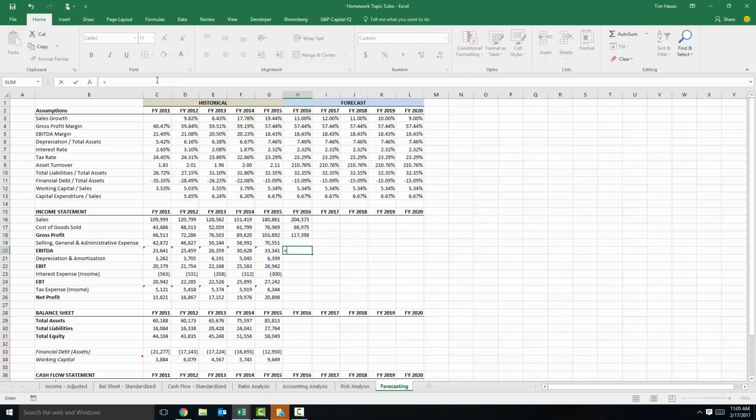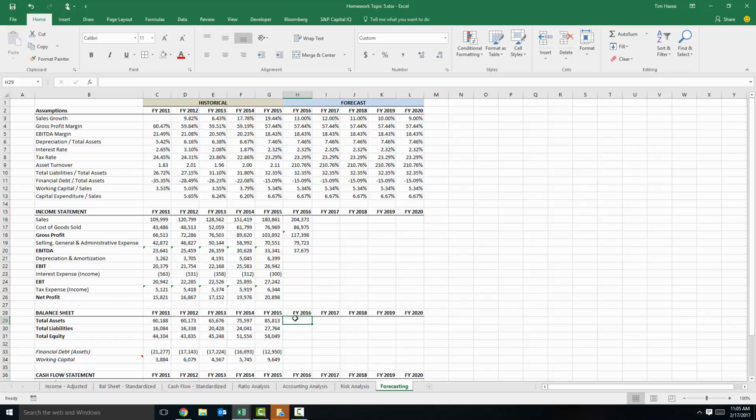EBITDA is again just your current year sales multiplied by the EBITDA margin. And the selling, general, and administrative expenses is the difference between the gross profit and the EBITDA. We then have depreciation and amortization. In order to get the depreciation and amortization, we're going to use our current year's assets and multiply it by the depreciation divided by total assets, so essentially the depreciation rate. For this, we actually need our total assets figure.